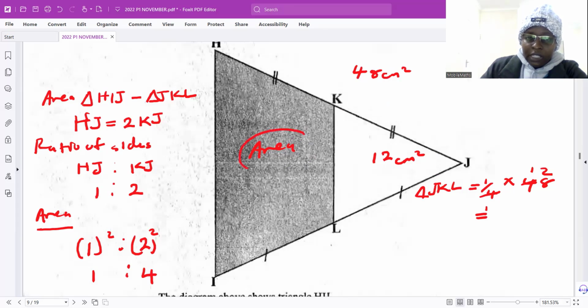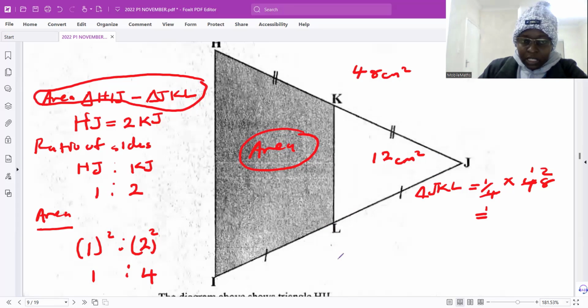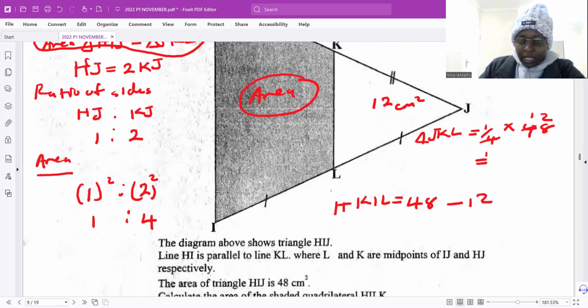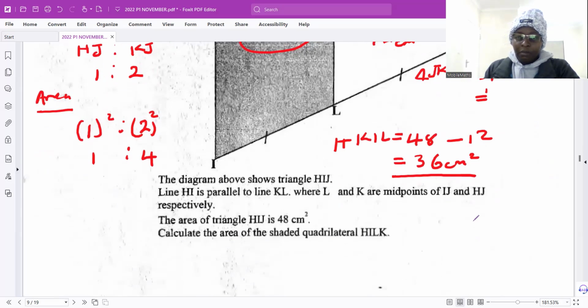So we can find this area using our formula that we said is this one, okay? So it means area of quadrilateral HKLI is simply 48 minus 12, okay? And if we subtract that, we get what? We get 36 centimeters square, okay? So that's the area of the quadrilateral, okay? Fine, let's move on.